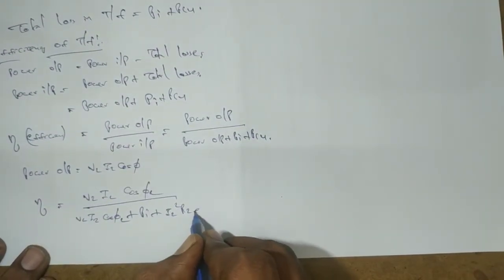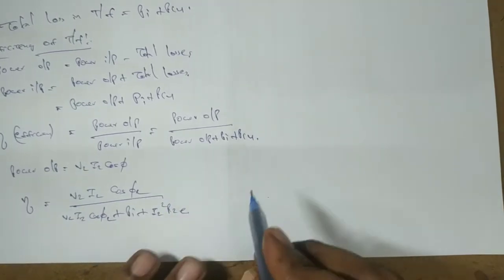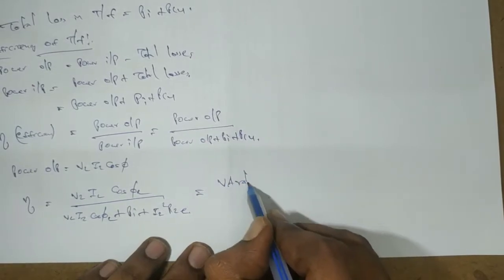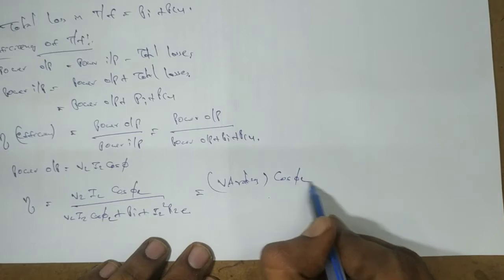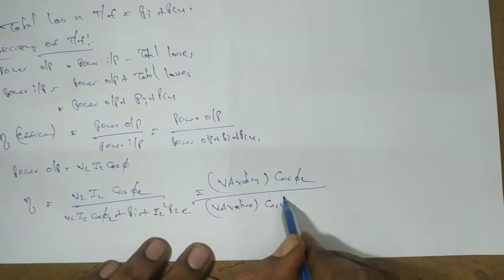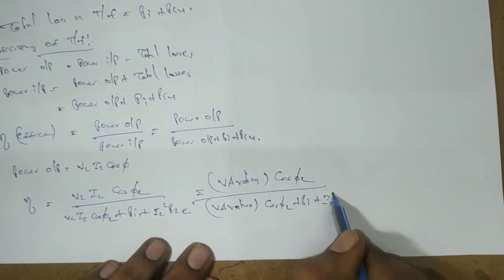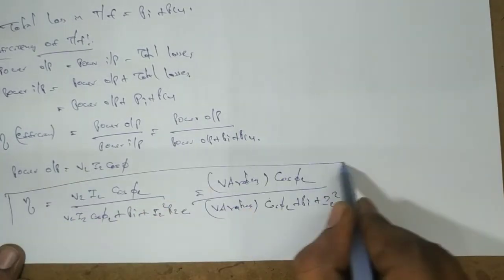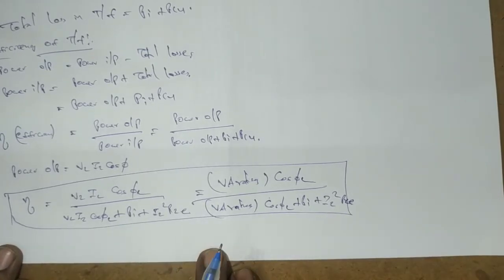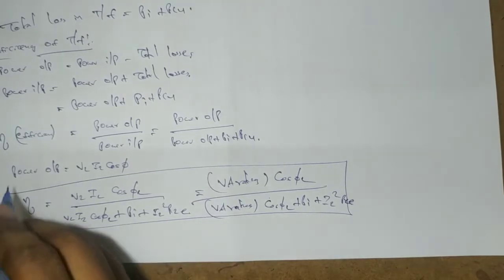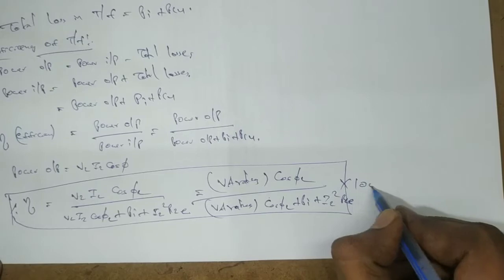So the losses can be referred to either primary or secondary, but generally we refer to the secondary only, that is I2 square R2E. The same efficiency formula in terms of VA rating can be written as VA rating cos phi 2 divided by VA rating cos phi 2 plus Pi plus I2 square R2E. This is the general formula for efficiency, and if you want the percentage efficiency, it should be multiplied with 100.